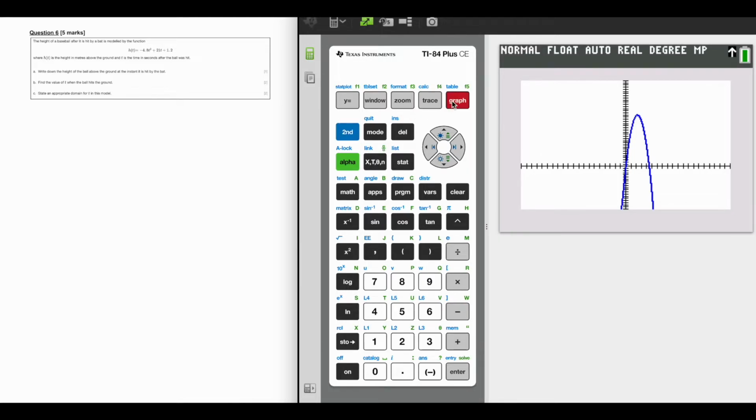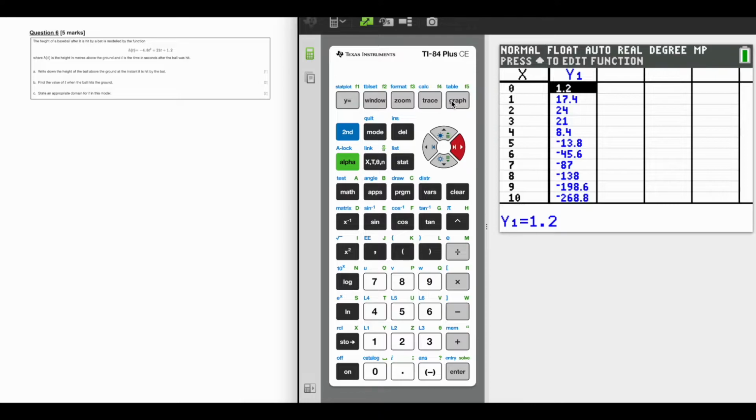So as soon as the time starts, what is that value? I can go into the table of values here, and I can see straight away that when x is 0, y is equal to 1.2. So that's essentially what it's asking me here. When x is 0, what is y? And we can see that it's 1.2 meters.